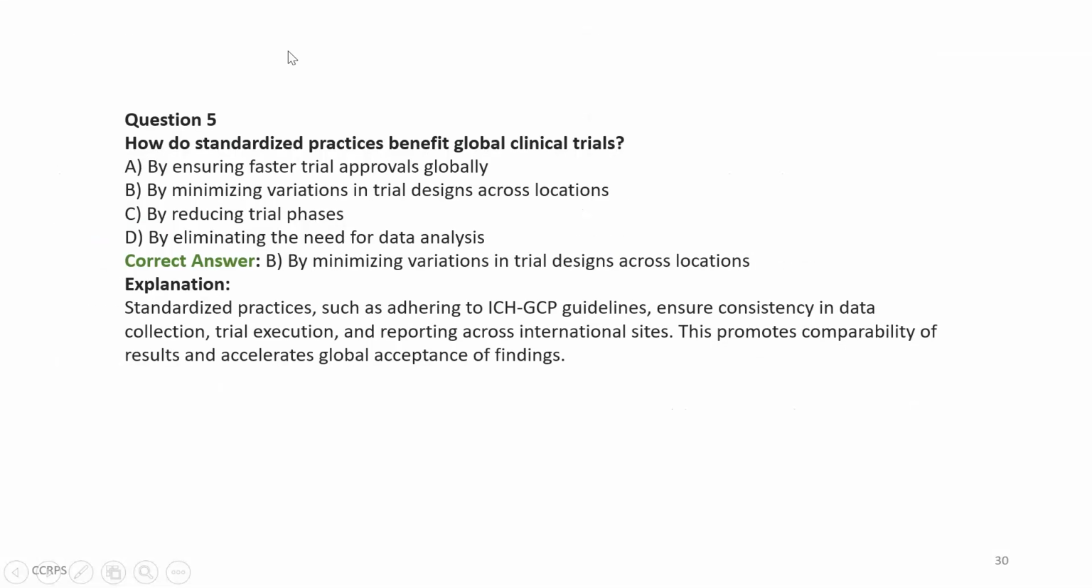Question 5. How do standardized practices benefit global clinical trials? B would be the answer, by minimizing variations in trial designs across locations, as standardized practices such as adhering to ICH-GCP guidelines ensure consistency in data collection, trial execution, and reporting across international sites. This promotes comparability of results and accelerates global acceptance of findings.